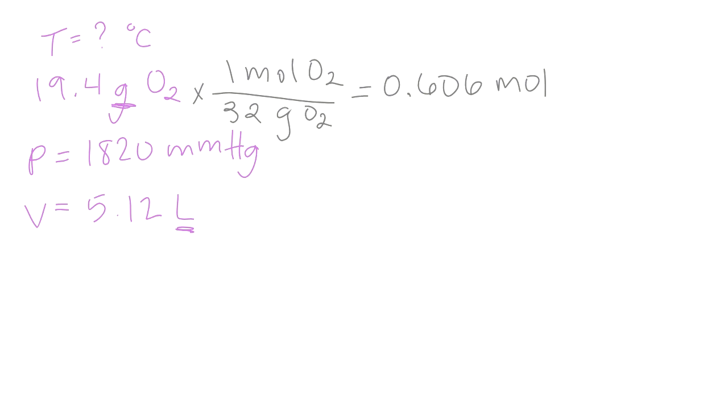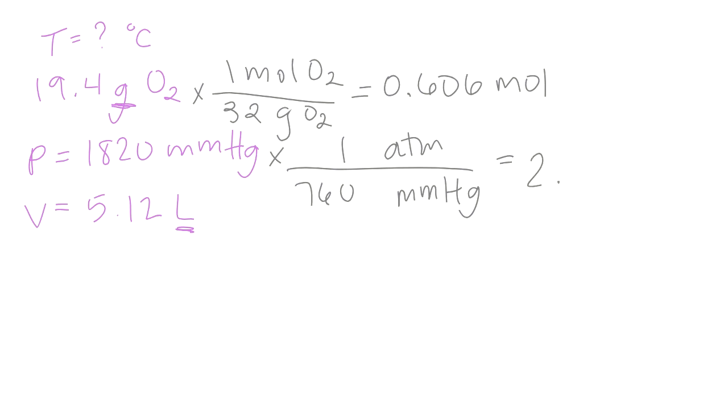While pressure, we're not in the right unit either. We know we don't want to be in millimeters of mercury. We want to be in atmosphere. So we know atmosphere has to go on the top. Millimeters of mercury has to go on the bottom. And so this, remember, millimeters of mercury and torr are the same amount. So we're going to have 1 atmosphere, 760 millimeters of mercury. We do that math, and we end up with 2.39 atmospheres.